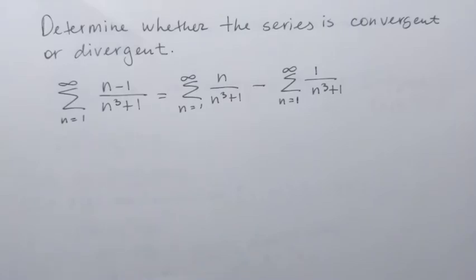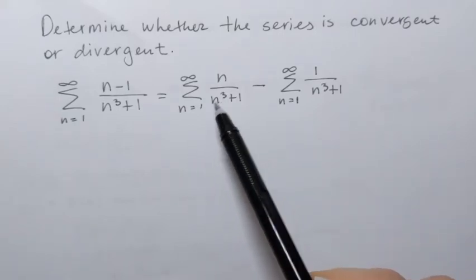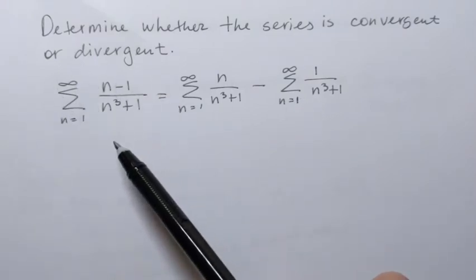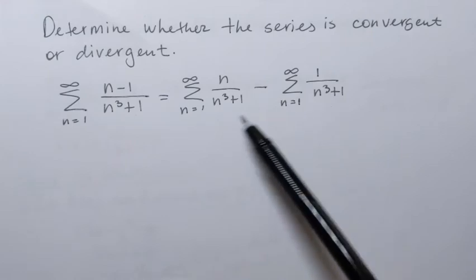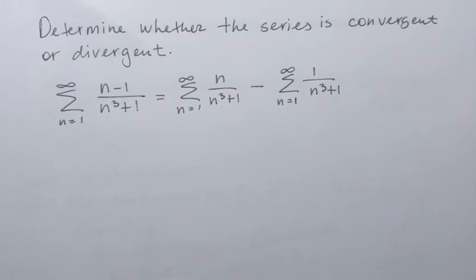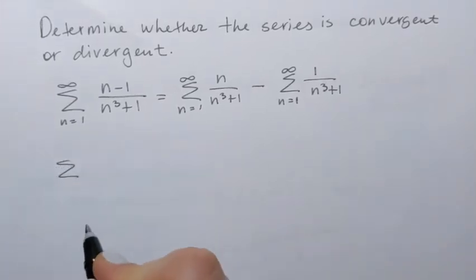Oh, and I have to note here that using the properties of series, we know if both of them are convergent, then the resulting series is going to be convergent. Now, if we find that one of them is divergent, then we won't be able to finish it. But let's see what happens. Let's focus on the first one. So I'll rewrite it.